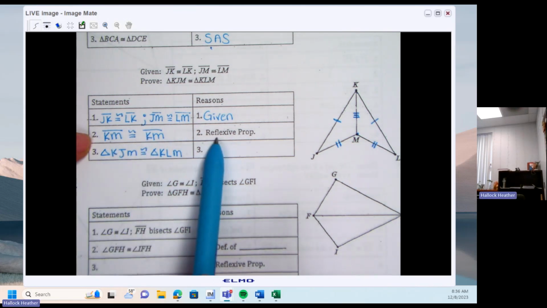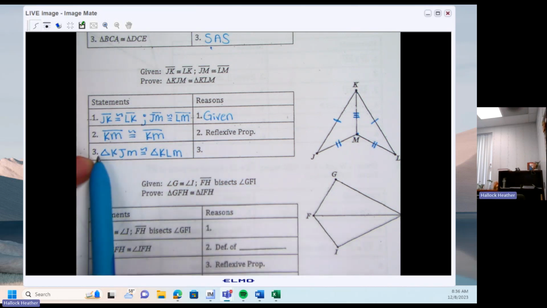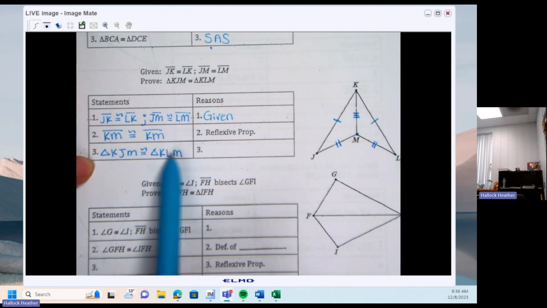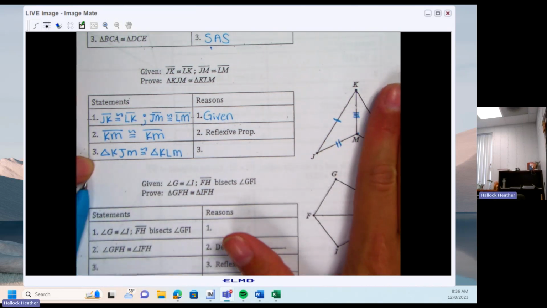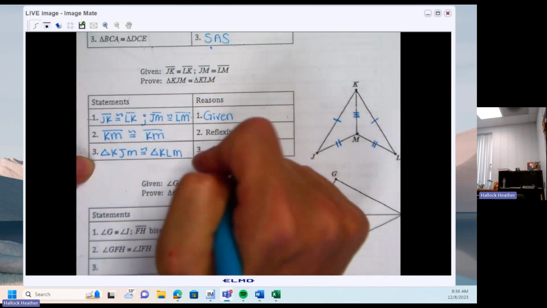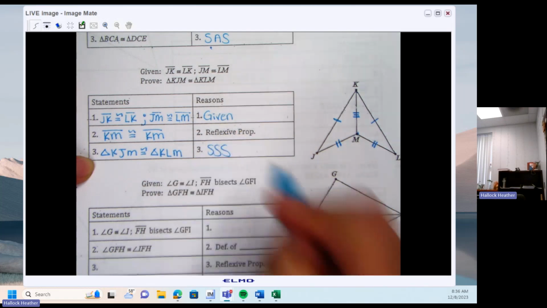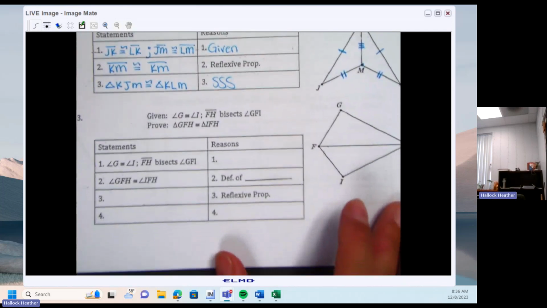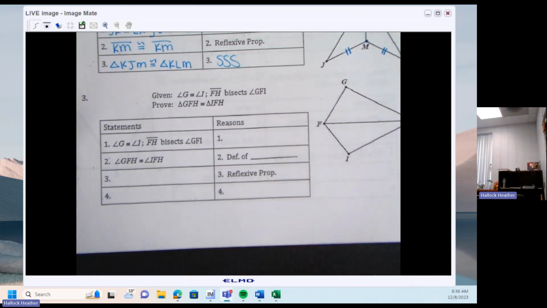So because I know the sides are congruent, how do I know that triangle KJM is congruent to triangle KLM? What theorem could I use if I cover up one of these triangles? What do I got? SSS. I know all the sides are congruent, so it's just going to be SSS. So take a minute, look at number 3, fill in what you can based on the given, based on the proven. There's 2 little things that you could definitely automatically fill in.